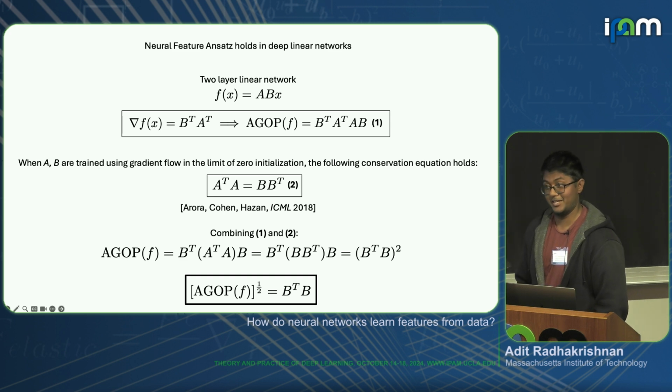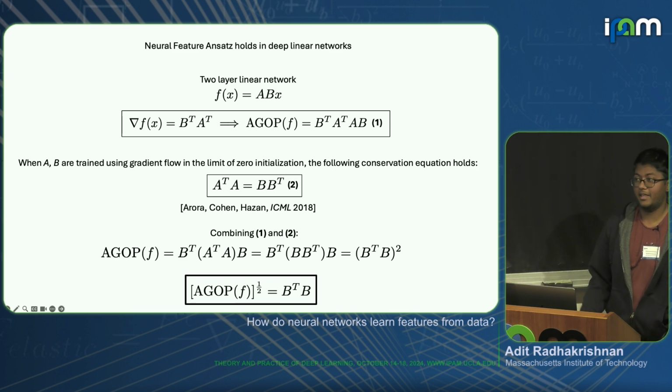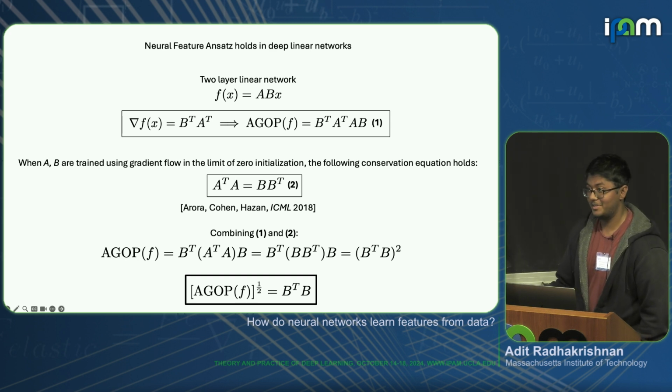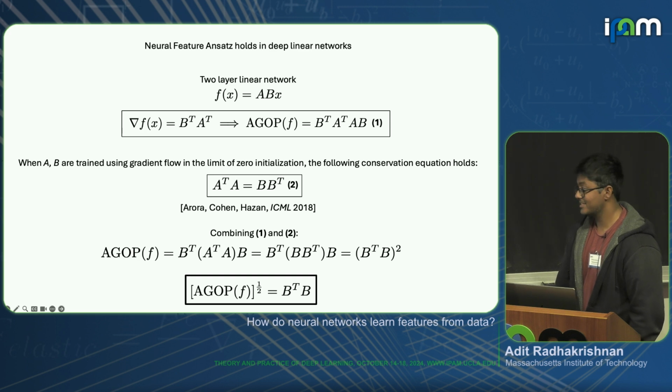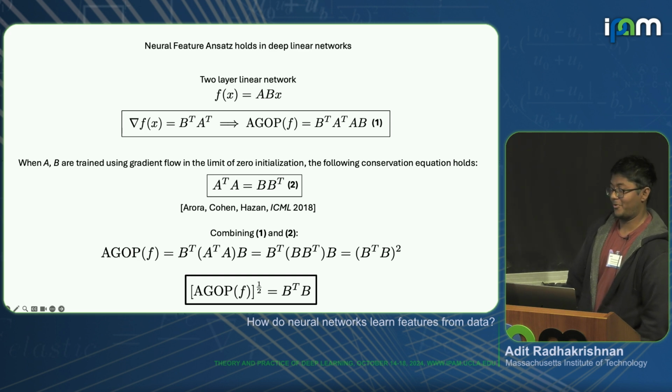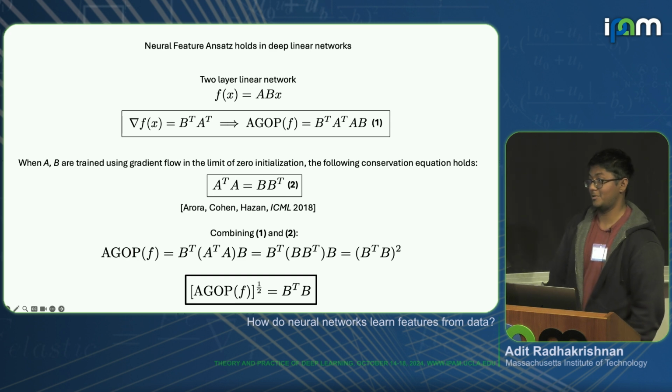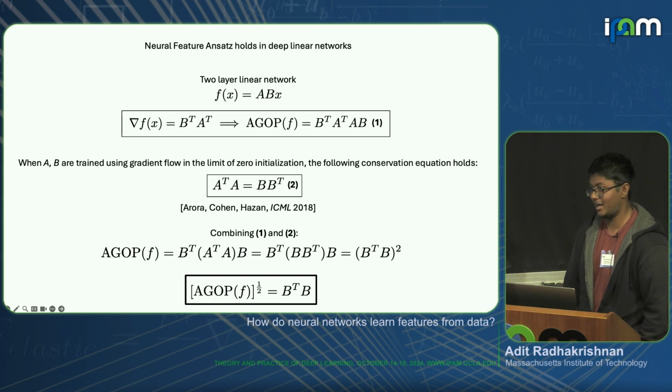And this is the ansatz. So we said AGOP of f to the power 1/2 is exactly just B transpose B through training. And this proof extends straightforwardly to the deep linear case. So now we know that the ansatz actually holds in this case. And so this should provide further evidence that whatever phenomenon we're observing in deep linear networks, we should ideally be able to recover purely through the AGOP. Okay. Any questions on the proof?